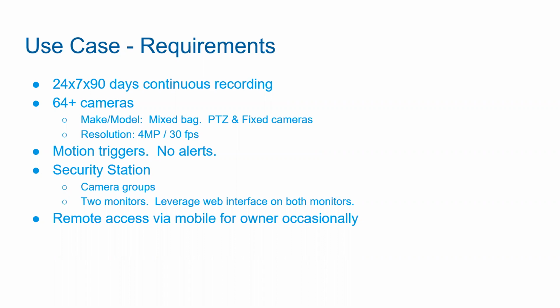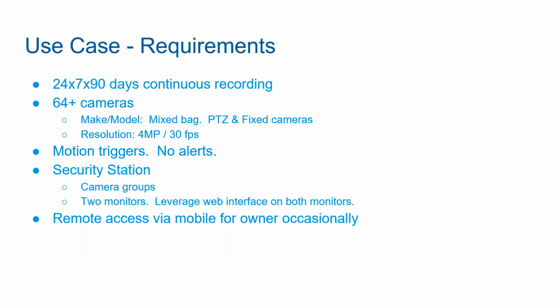They use motion triggers. They don't do alerts because they have security on prem, though they may start turning on alerts in the evenings now, when the security staff is gone. During the day, they just look at the monitors because they have a security station with a couple of camera groups. In the station itself they have 2 monitors, 2 groups, and on each of the screens they show one of the groups.